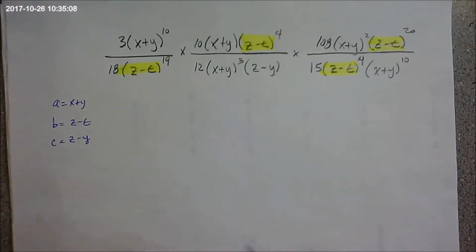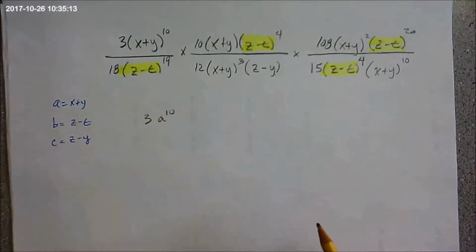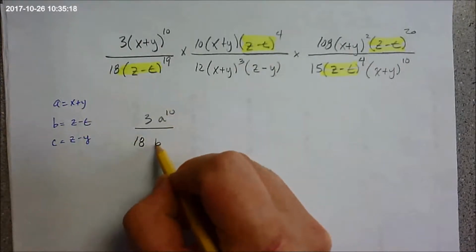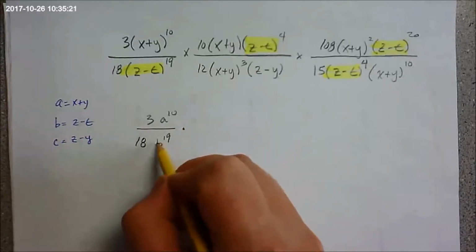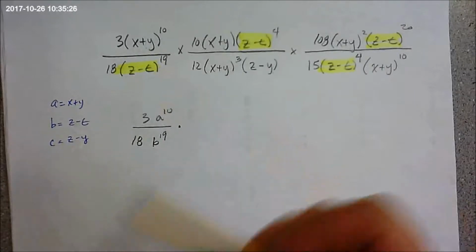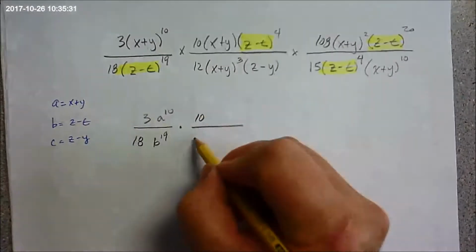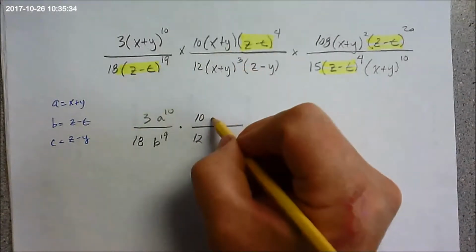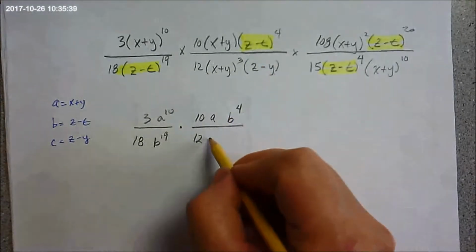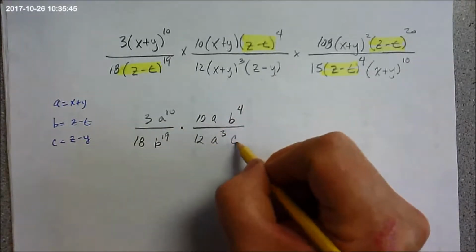So here's what we got. Then we got 3a to the 10th, good? Divided by 18. Let's see, that's b, right? Yeah. B to the 19th. So all we're doing is simplifying this by making, instead of writing that, we're writing a. And the reason we're doing that is that we're hoping we can see things that can reduce really easy. So that was a. And then that is b to the 4th. And this is a cubed. Yeah. And then c.